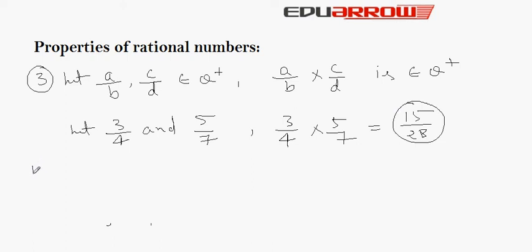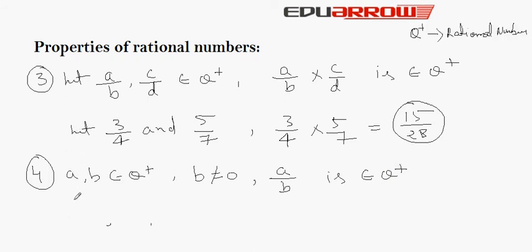Now the fourth and last property is the division of rational numbers. If we divide a rational number by a non-zero rational number, listen to me carefully, again, when we divide a rational number by a non-zero rational number, the result is also a rational number. If A and B are two rational numbers and B does not equal 0, then A by B is also a rational number.